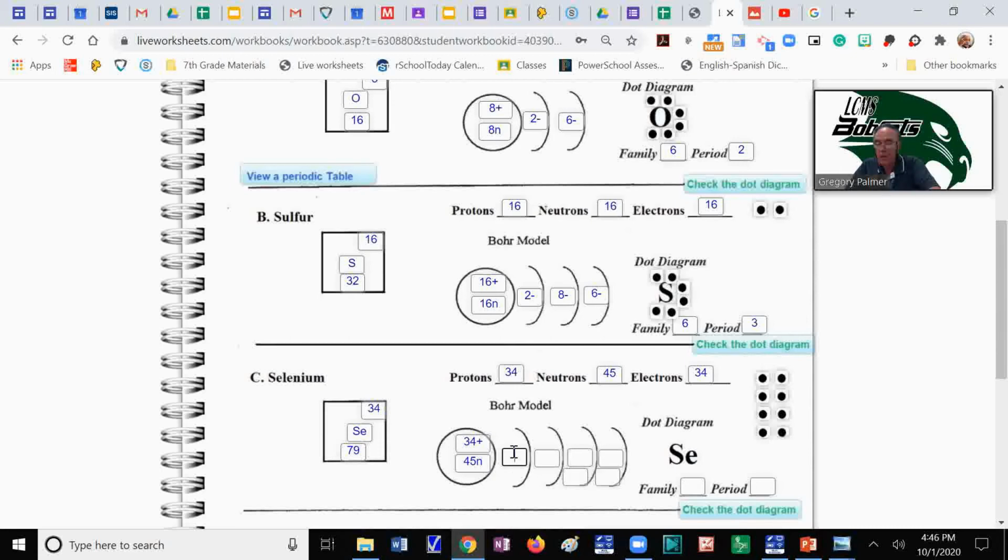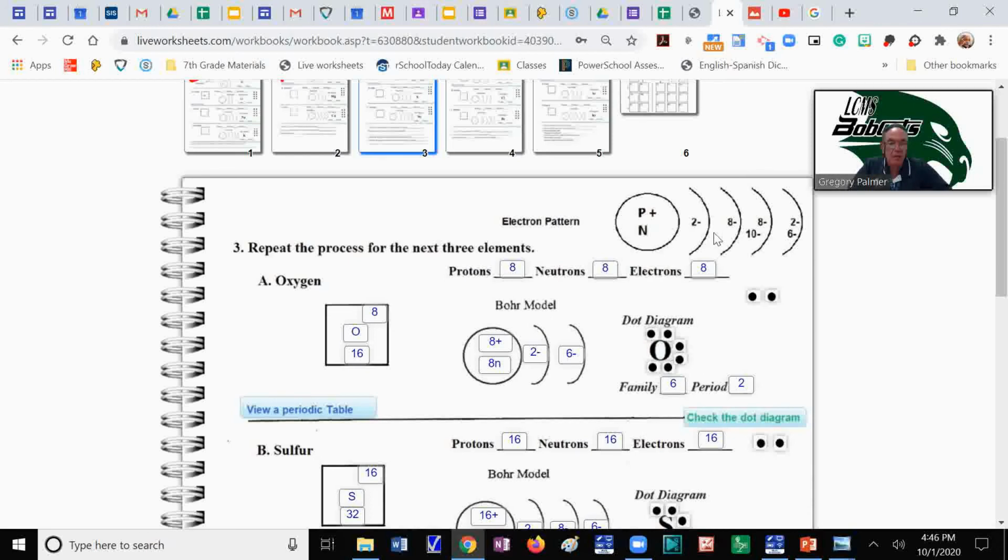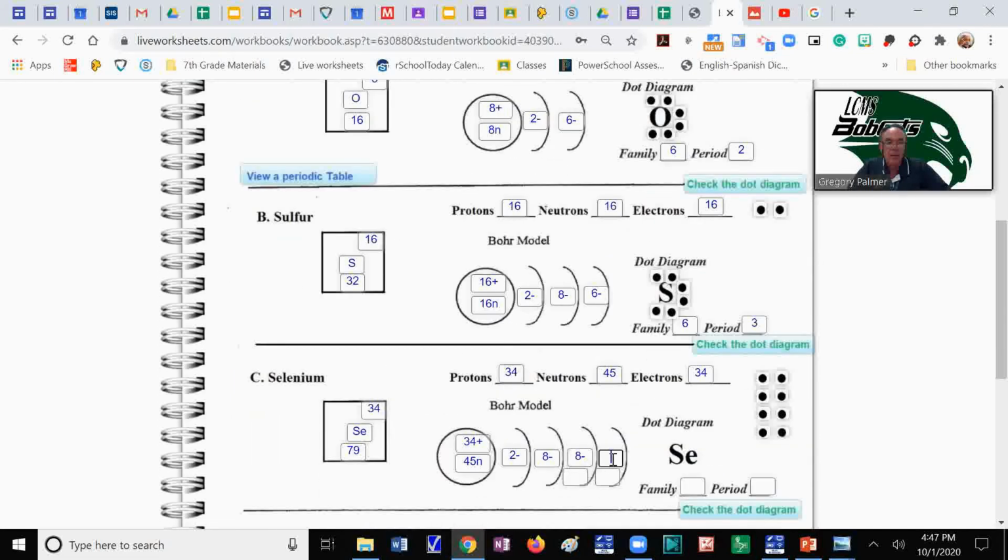We have 2 electrons on this first energy level. And then we have 8. And then we know the third energy level can hold up to 8. And remember, we're reading this across. It's like you would read the words on a line. So we're going to go 2, 8, 8, 2. And get out there to the end.